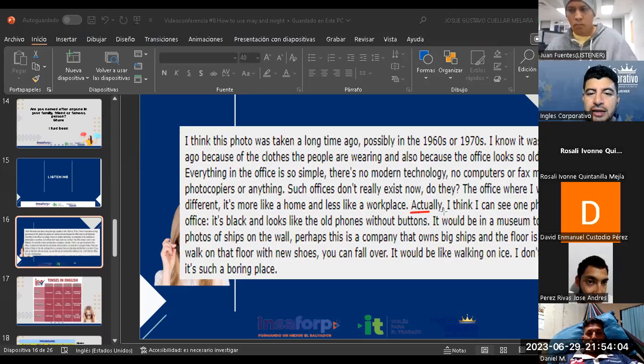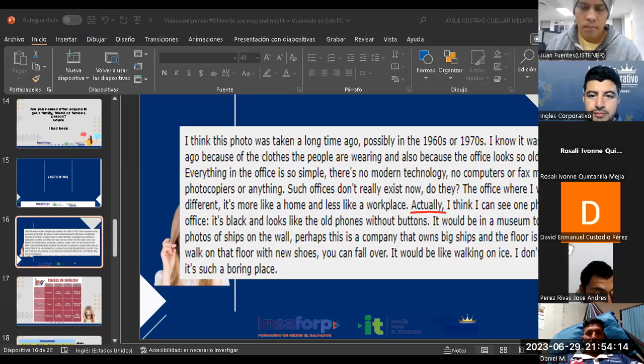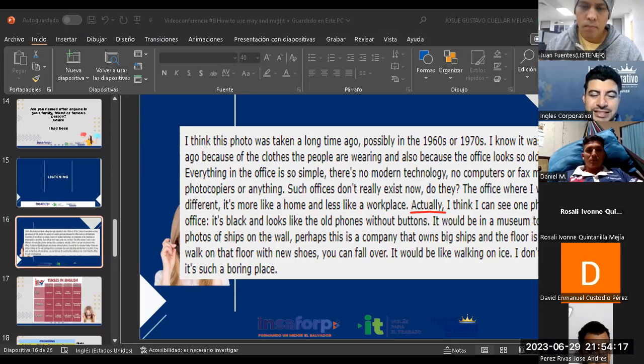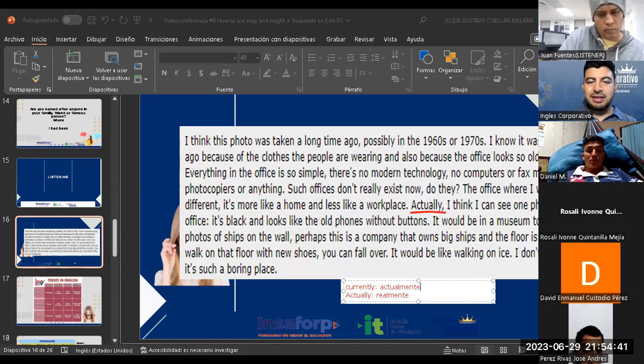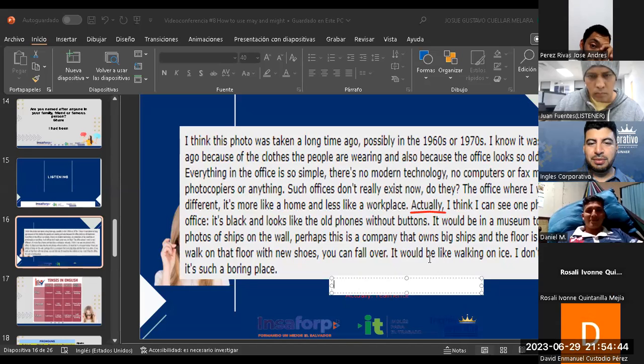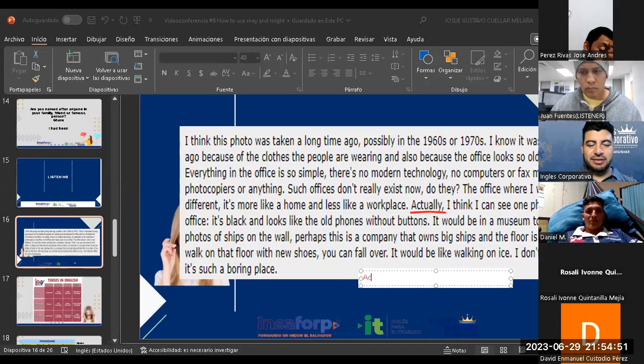Actually, does somebody remember what actually means? Any ideas? Actualmente? Similar, es bien tricky, es bien confusa. Para decir actualmente decimos currently. Currently. Ajá. Pero actually significa realmente. Y currently significa actualmente. I know. Sé que esto es un tanto confuso. Como me pueden decir, teacher, ¿cómo es posible que actually no significa actualmente, verdad?